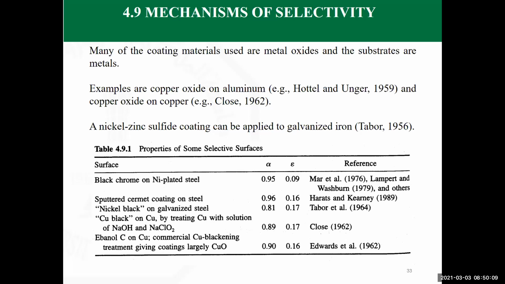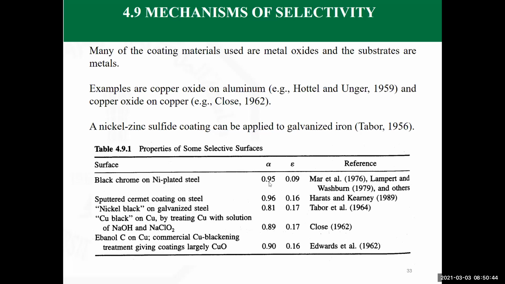Again, nickel zinc sulfide coating is another example which is being applied to galvanized iron. So this table again is showing the values of alpha and epsilon for different combinations of these surfaces with coated surfaces, where the basic or bare surface material is, for example, black chrome on nickel plated steel, sputtered cermet coating on steel, or galvanized. So that's basically a combination.